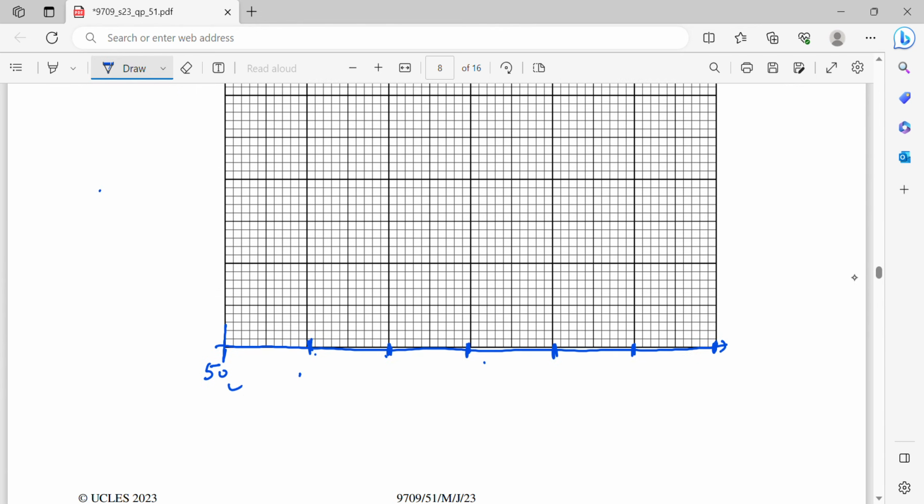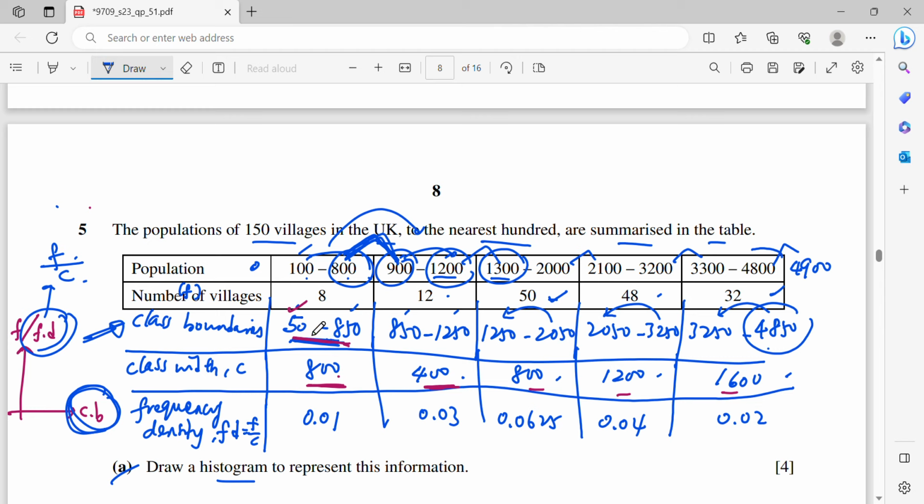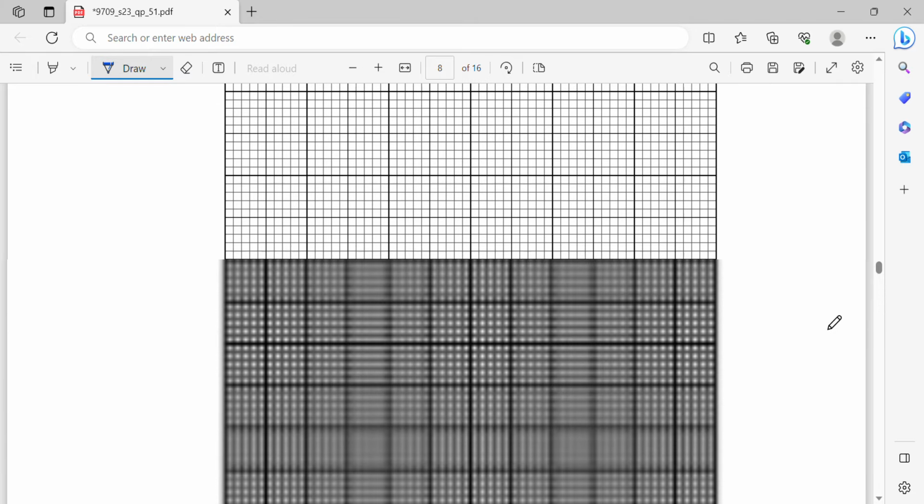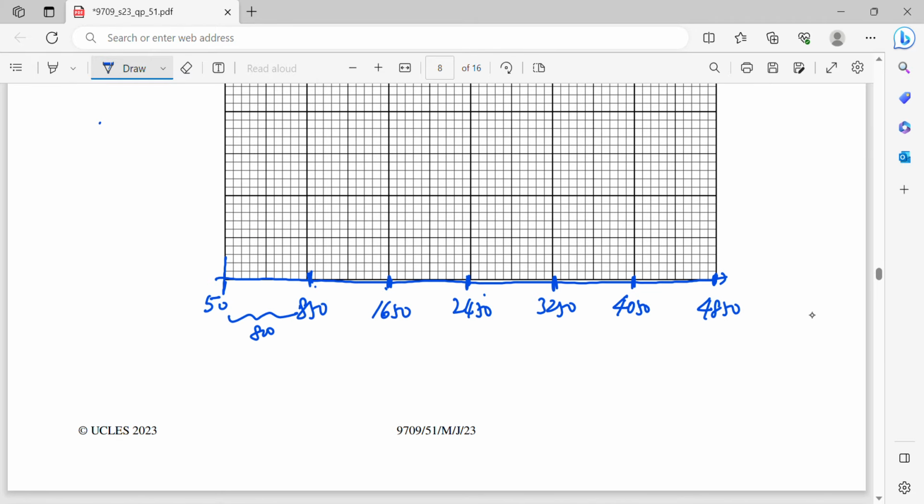Okay, which means here is 800. That means I will label 850, then 1650, then 2450, after that 3250, and then 4050, and lastly 4850. Okay, because our lowest is 50 and the biggest is 4850. Then I will label this as class boundaries, or probably you can just write number of villages.